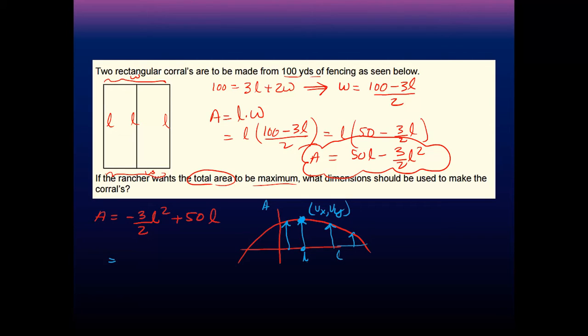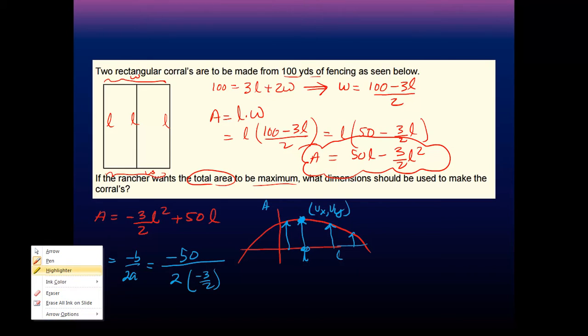So I just have to find the Vx, because the Vx will give me the length for the maximum area. Okay, so let's find the Vx. So Vx is opposite of b over 2a. We know what b is. B is this. So negative 50 over 2 times a. Well, a is negative 3 over 2. Oh, that's pretty convenient. Okay.